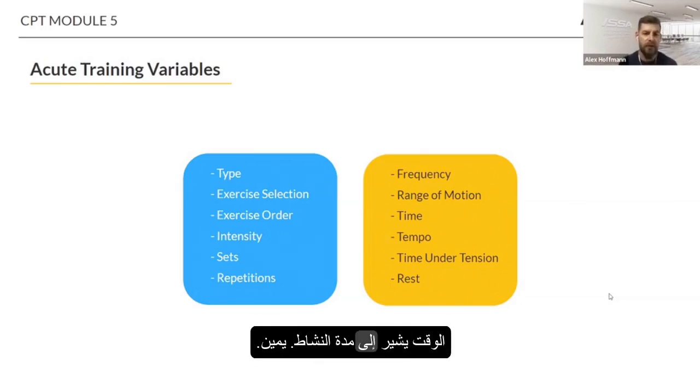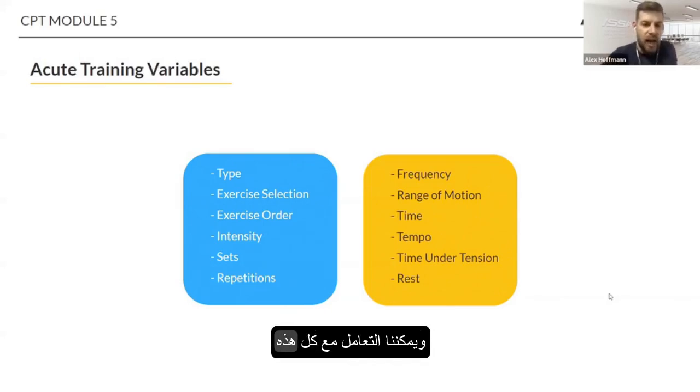Time refers to the duration of the activity, right? Tempo is simply the speed at which the movement is completed. And then time under tension is going to be the amount of time that a muscle is engaged during a set. Oftentimes, tempo is going to dictate how much time under tension the muscle has. And then we have rest as our last one. That's going to be the amount of time in between sets of exercise. And we can manipulate all of these acute training variables to elicit specific training goals.